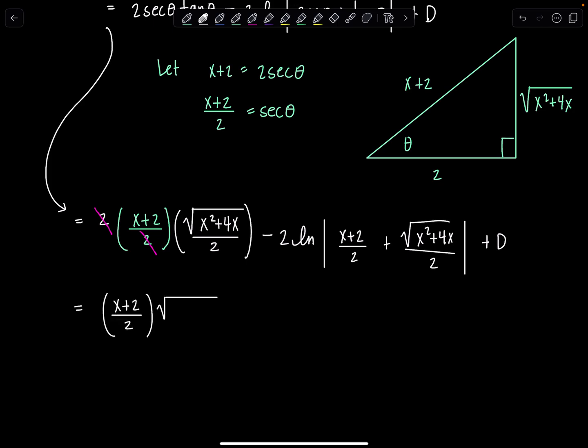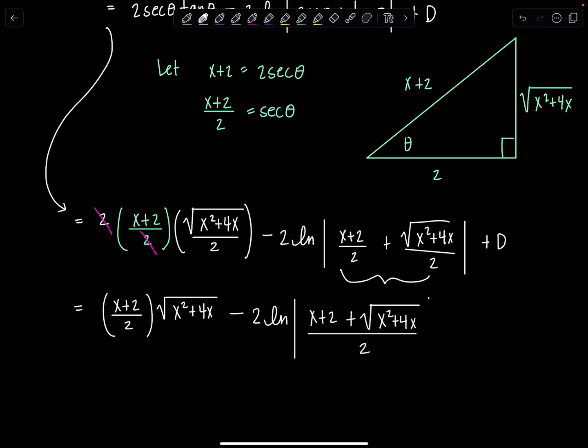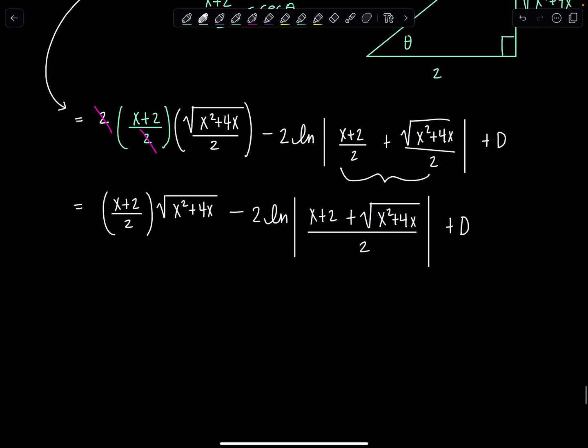times radical. No, I don't like that. I'm going to switch it in the next step. Minus 2 natural log absolute value. Notice here I can combine the terms because they have the same denominator. So x plus 2 plus radical x squared plus 4x over 2 plus d. Oh yeah, more is going to happen.